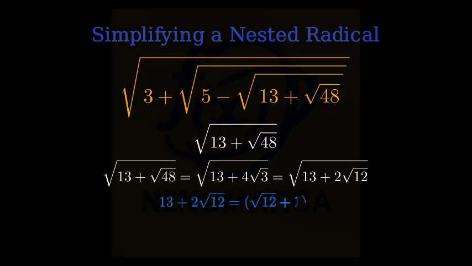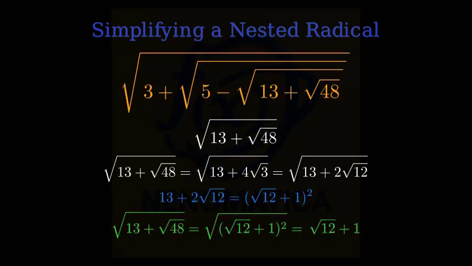Now, notice a perfect square pattern. 13 plus 2 times square root 12 equals (square root 12 plus 1) squared. Therefore, the square root becomes square root 12 plus 1.